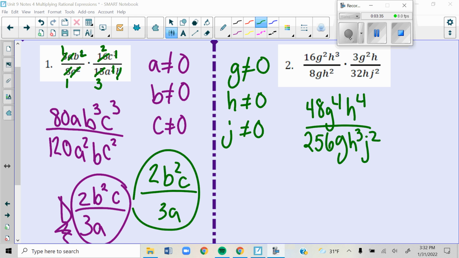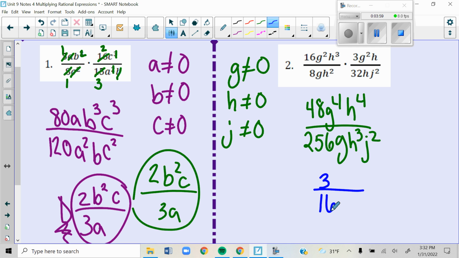Okay, so I multiplied them here. We get 48 g to the fourth h to the fourth over 256 g h to the third j squared. So now you're going ahead and looking for simplifying. Well, 48 over 256, if you're not sure about that, that's fine. Just put it in your calculator and have it reduce it for you. So we get a 3 in the numerator and a 16 in the denominator.